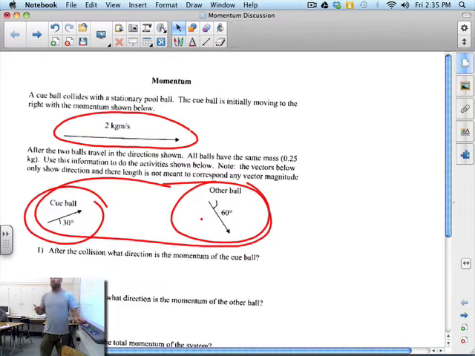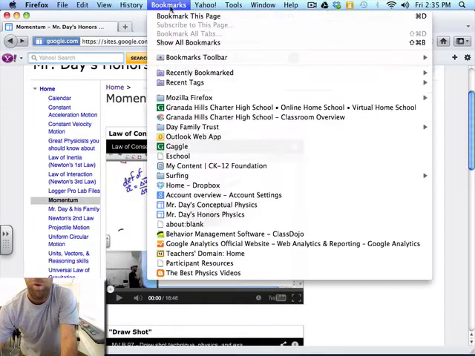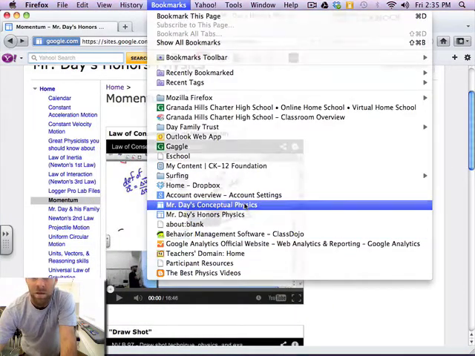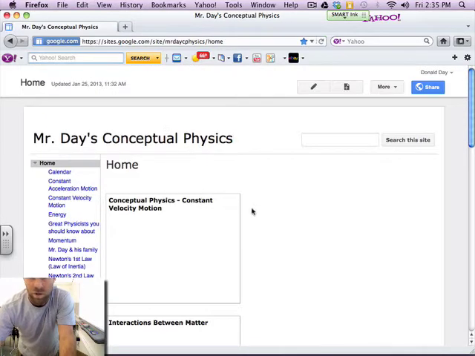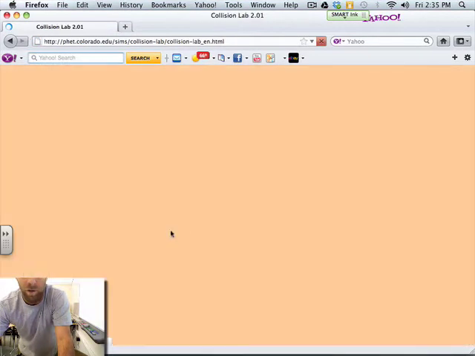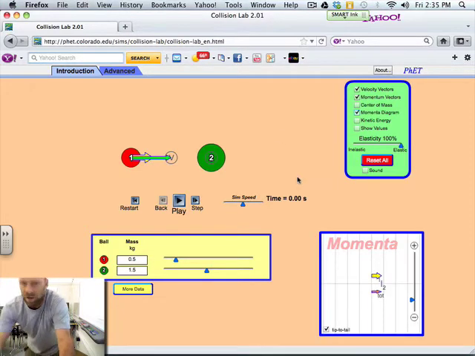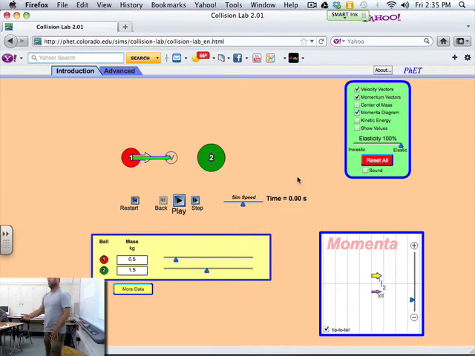And to go back for those that are lost, right now this is only on the CP site, but I'll put this on your site too, because it's good for everybody. There's a simulation that'll help you figure out some things. I'm going to click on velocity, click on momentum, and click on momenta diagram, because some of you have no clue what momentum is because you didn't watch the video yet. So here's what you can do.